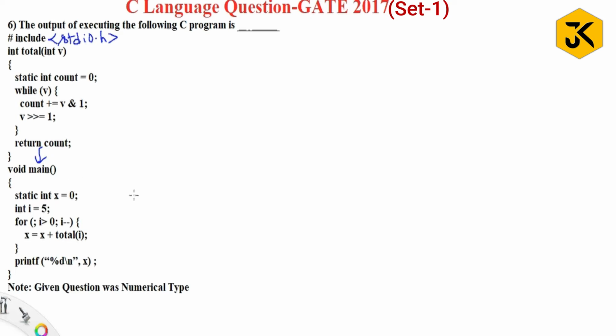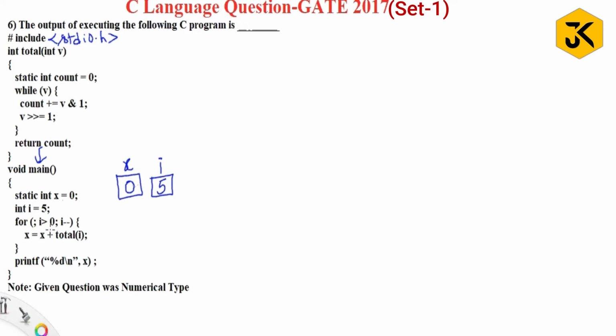Once we go into the main block, they have declared one static int x equal to 0, meaning they have declared one x variable with initialization value 0, and it's a static variable. You know the meaning of a static variable. Static variable means even if we move our control outside of the block, this value won't change. For a static variable, memory will be allocated only once and the data can be changed multiple times if required. Then they have declared one more variable, i, of integer type with value 5.